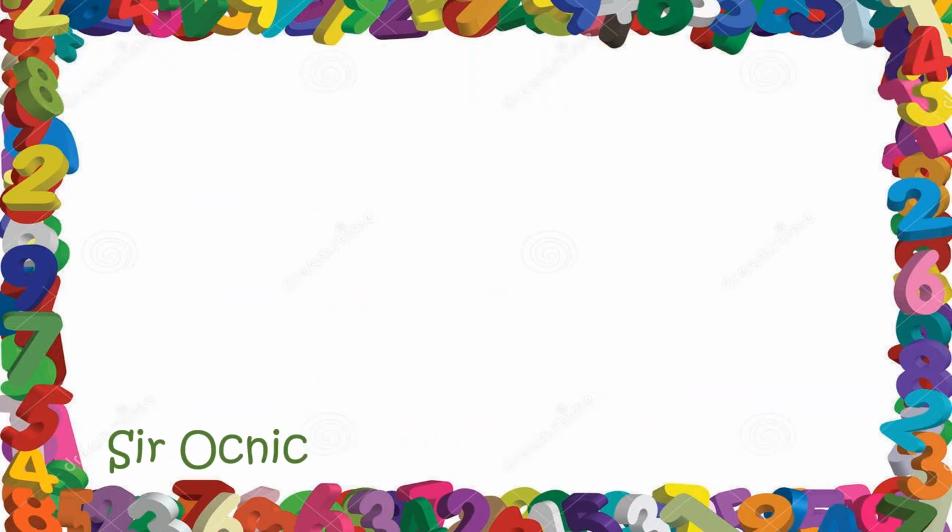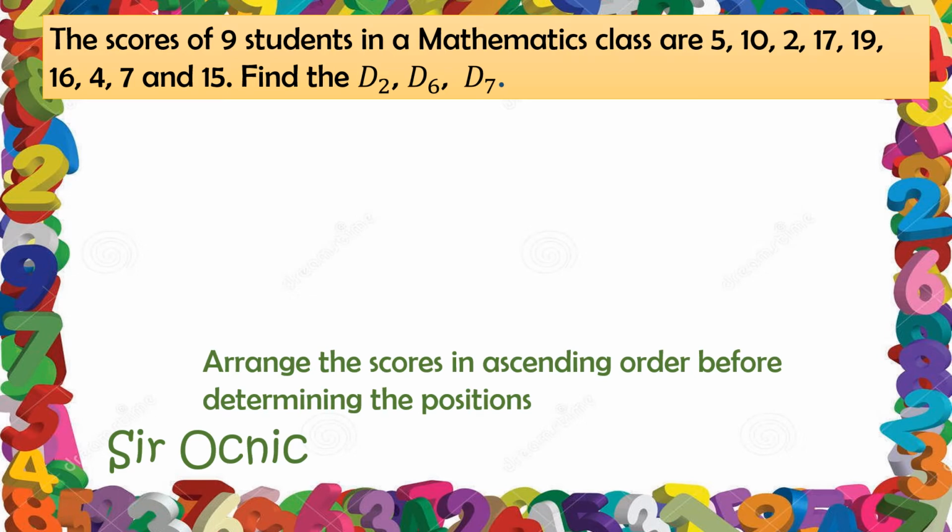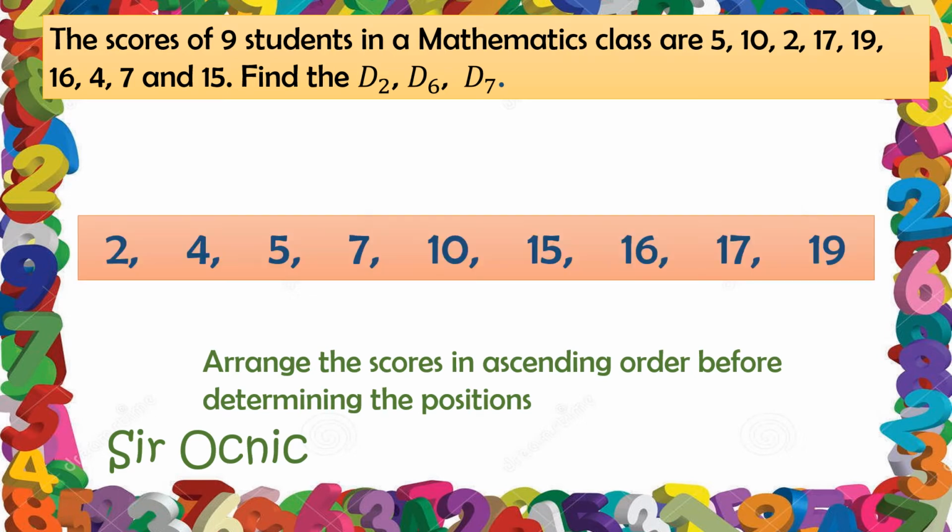Let us have our second example. The scores of 9 students in the mathematics class are given. Find second decile, sixth decile, and the seventh decile. Again, arrange the scores in ascending order before determining the positions. The proper arrangement is 2, 4, 5, 7, 10, 15, 16, 17, and 19.